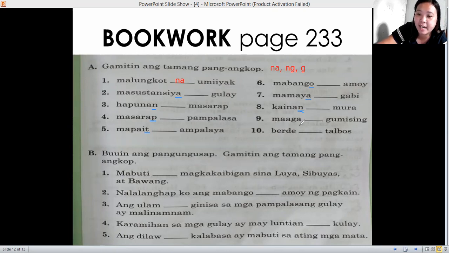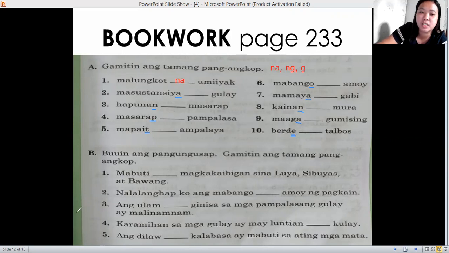Okay, number 9. Maaga, gumising. It ends with letter A. So, what pang-angkop you are going to use? Is it na, ng, or G? Please write your answer. And now, for number 10, berde, talbos. Okay, it ends with letter E, a vowel. So, what pang-angkop you are going to use? Is it na, ng, or G? Please write your answer.